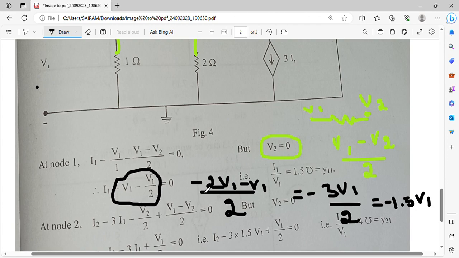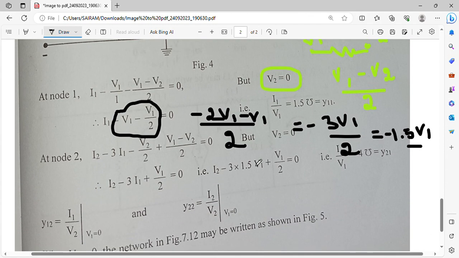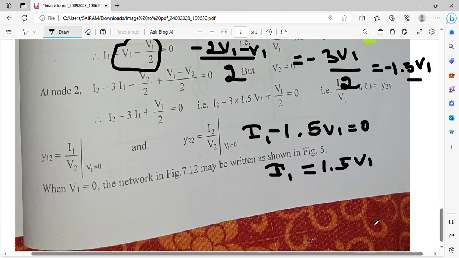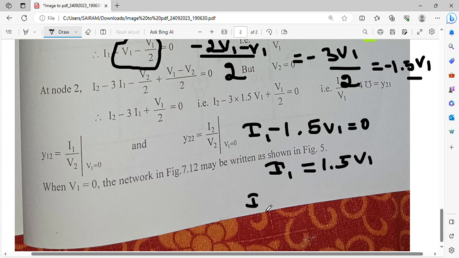Okay, so this is one important thing. After simplification of this particular expression, you got this result. So now we are supposed to write it as I1 minus 1.5 V1, which is equal to 0, or I can write it as my I1 is equal to 1.5 V1, or my I1 by V1.